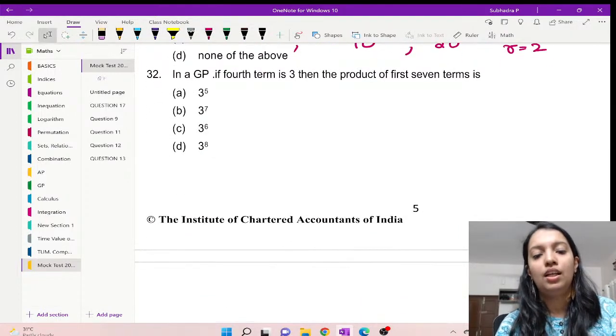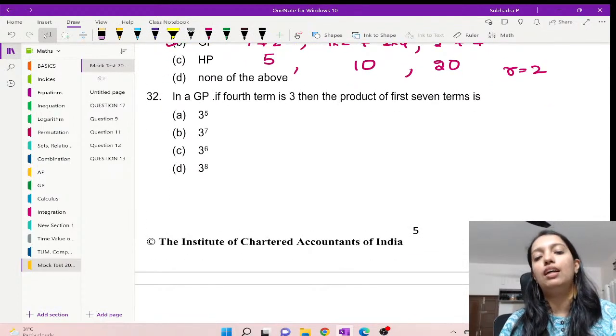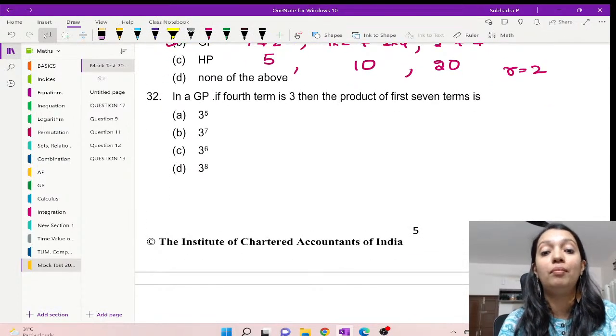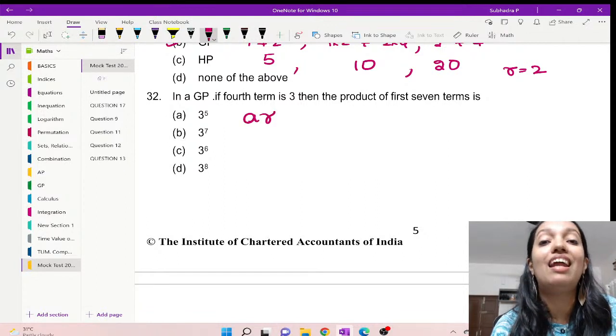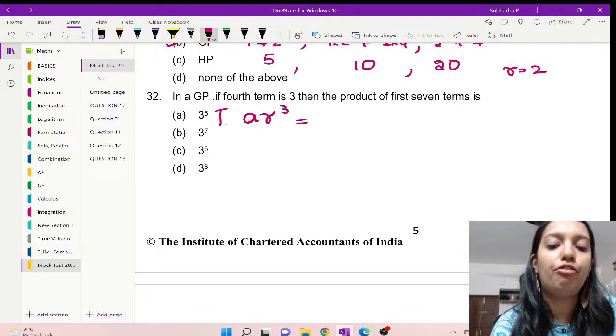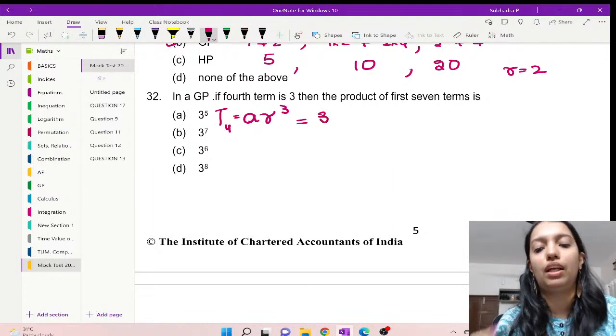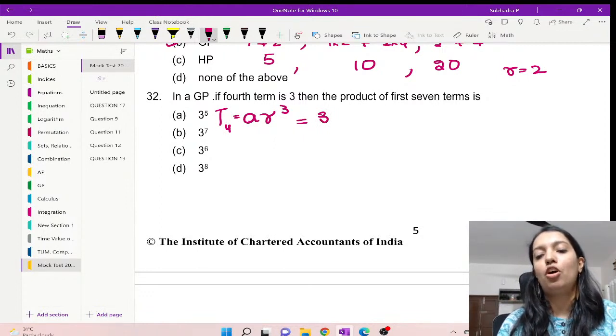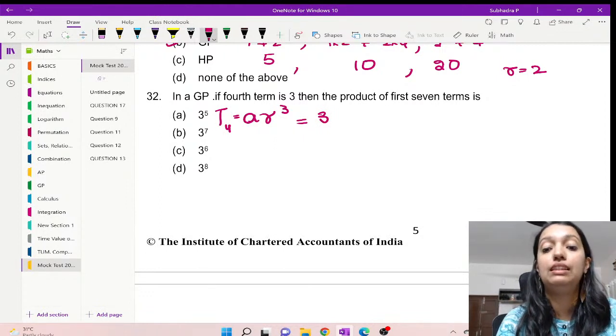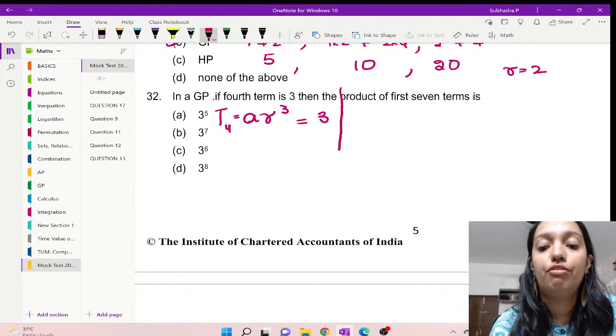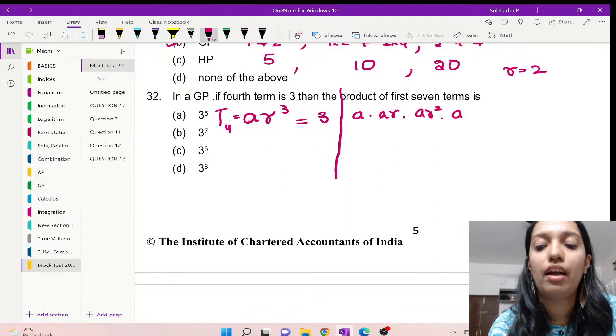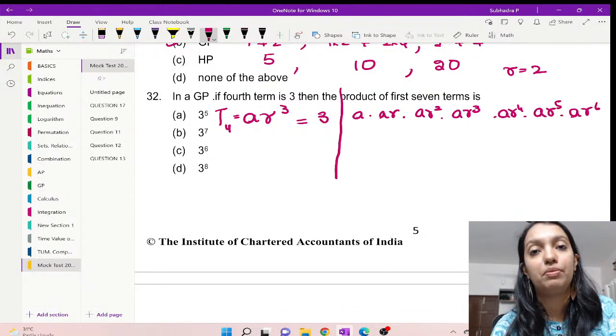32nd question. In a GP, if the fourth term is 3. GP nth term is A into r power n minus 1, so fourth term is A r power 4 minus 1, A r cube. So T4, the fourth term, is equal to 3. This is what they have given. Find the product of the first 7 terms. First 7 terms: A, AR, AR square, AR cube, AR power 4, AR power 5, AR power 6. Count, there are 7 terms.